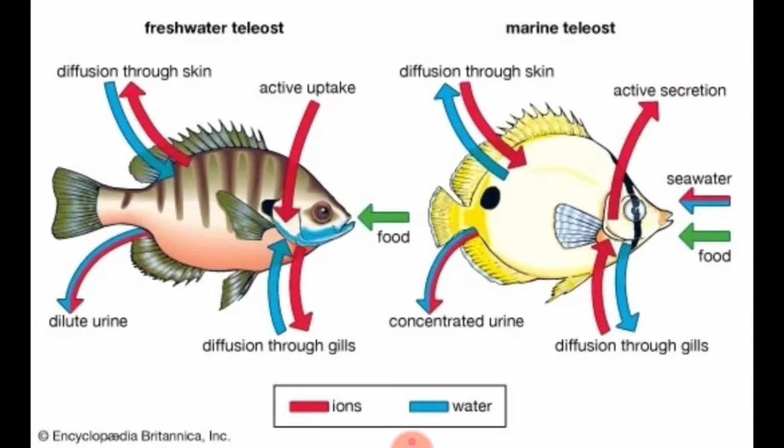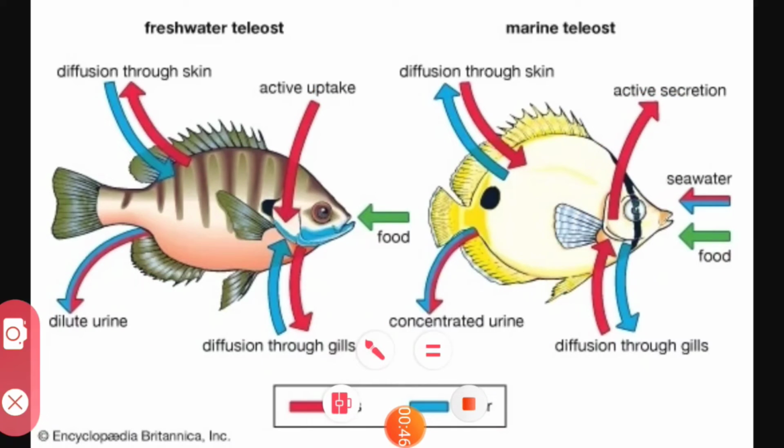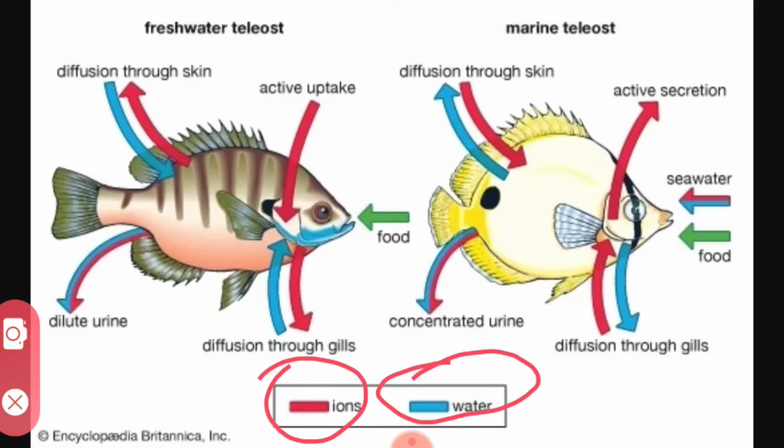So in this diagram, the red lines show the ion movement, and the blue lines show the water movement. In these ways, these vertebrates maintain their homeostatic environment. So this is about excretion, introduction of excretion. I hope you had understood the introduction of lesson 8, excretion.